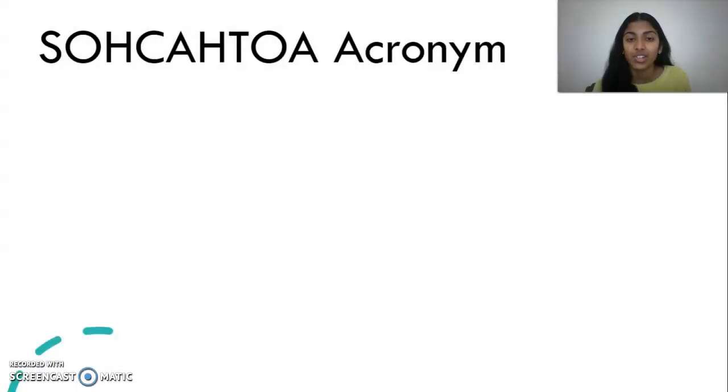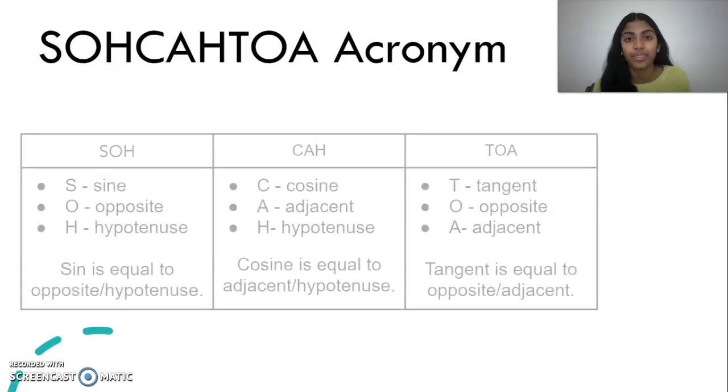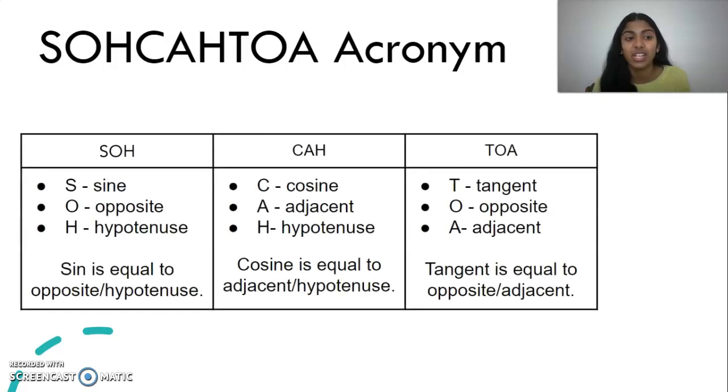Now, these trig ratios might seem daunting or hard to remember, but we have a simple acronym that we will be using, SOHCAHTOA. Let's break it down. The SOH is in relation to sine. The O means opposite and the H means hypotenuse. Putting this together, we see that sine is equal to opposite over hypotenuse.